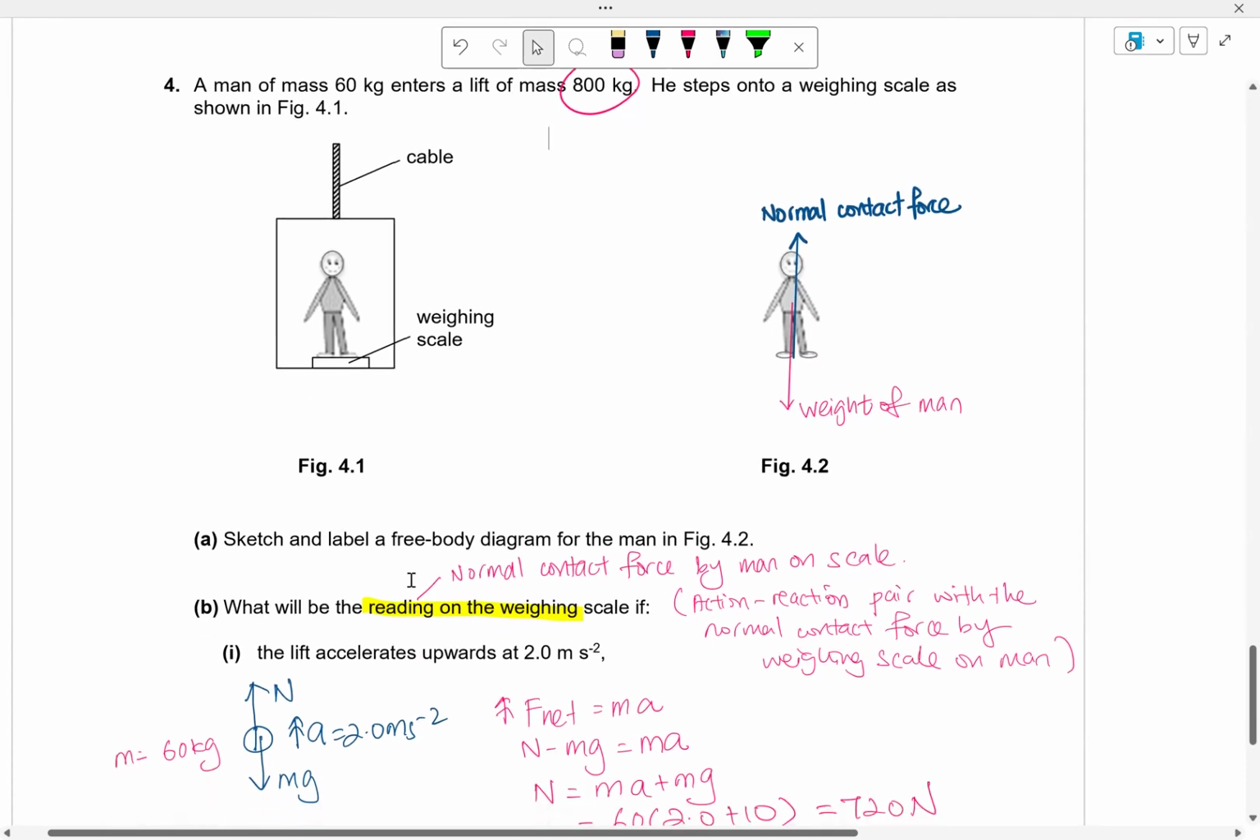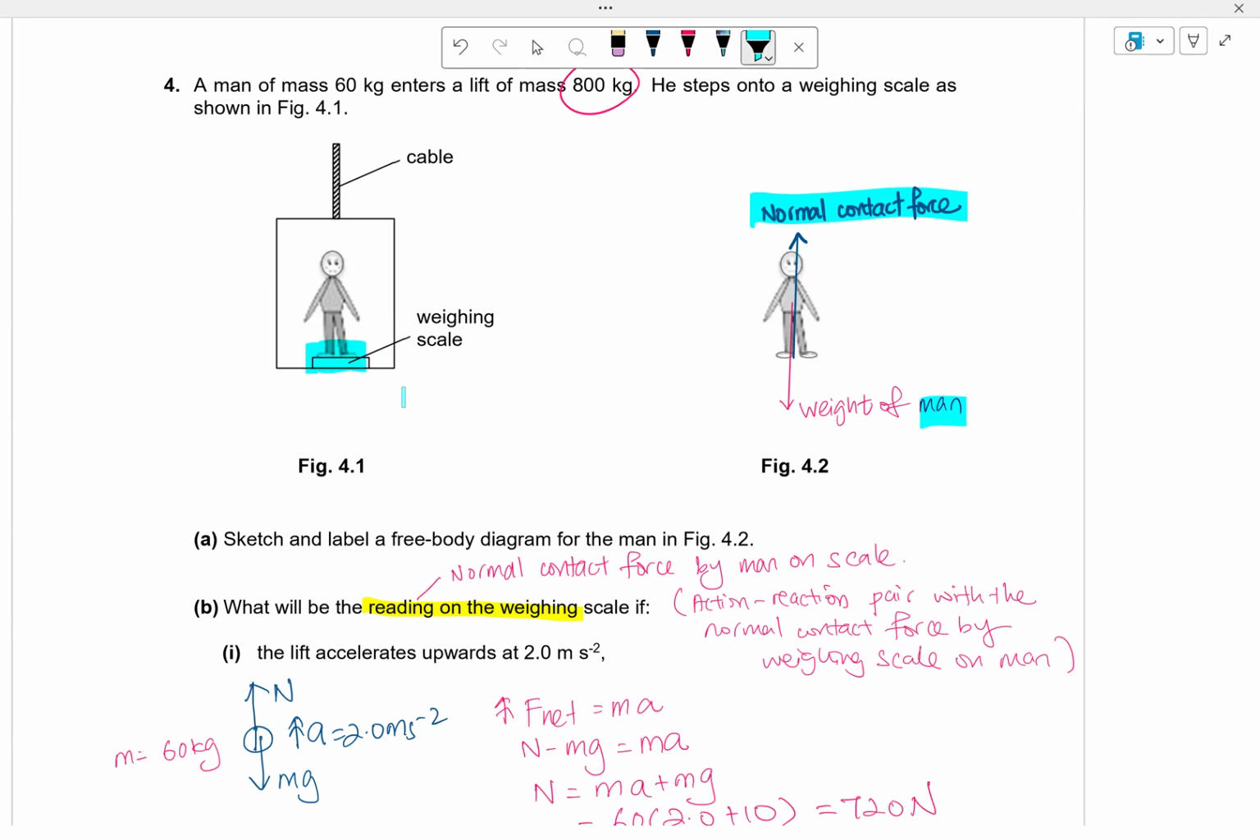So first thing, it asks you to draw the free body diagram for the man. The man will definitely have his own weight. So this is the weight of, take note, not the lift, but the man. So weight of the man. And then at the same time, because he's in contact with the weighing scale, there's a normal contact force by the weighing scale on him.